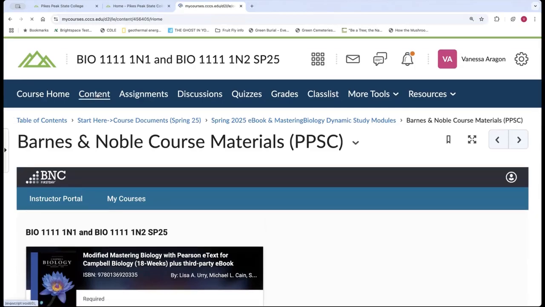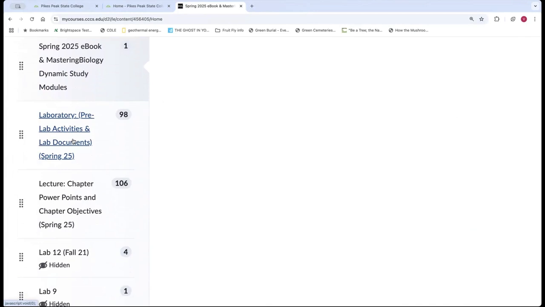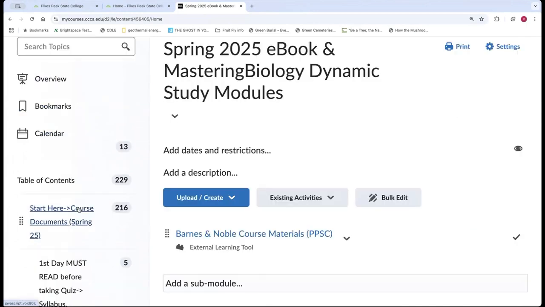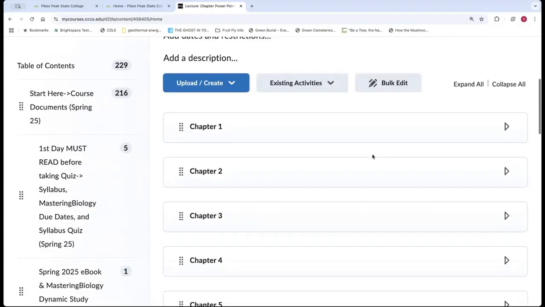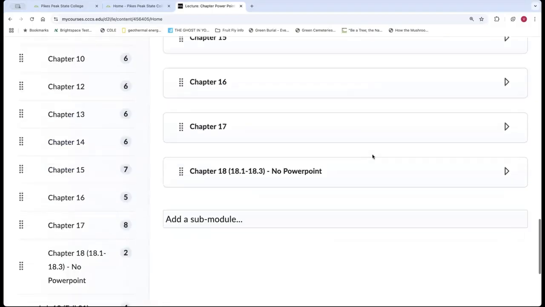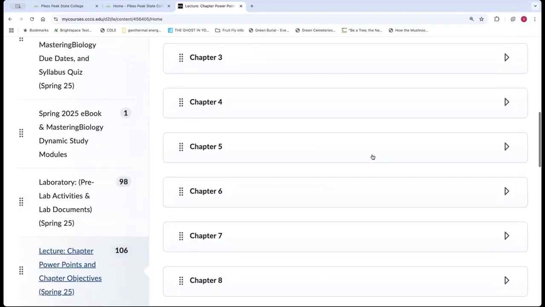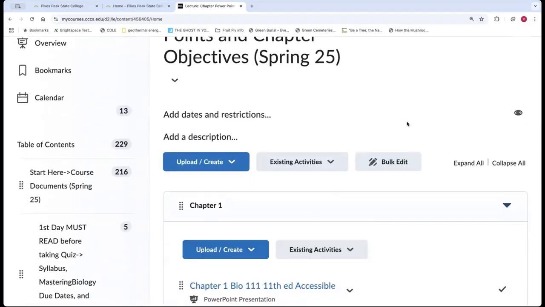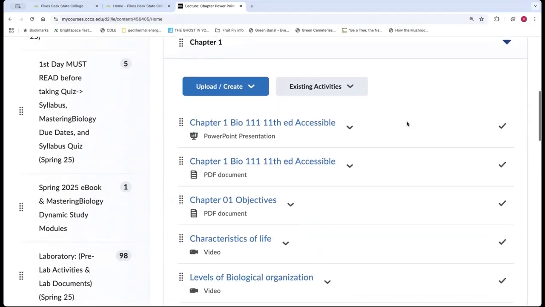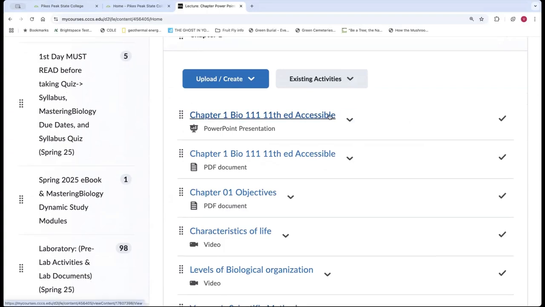So you are back in your contents tab. I'll just go ahead and go to the beginning contents tab again. These are your laboratory documents and these are your lecture documents. In your lecture documents, you can see we have all the chapters, okay? When you click into that folder, you're going to have a PowerPoint, you're going to have a PDF. This is just more accessible on a cell phone or a tablet, and so I like to provide both.